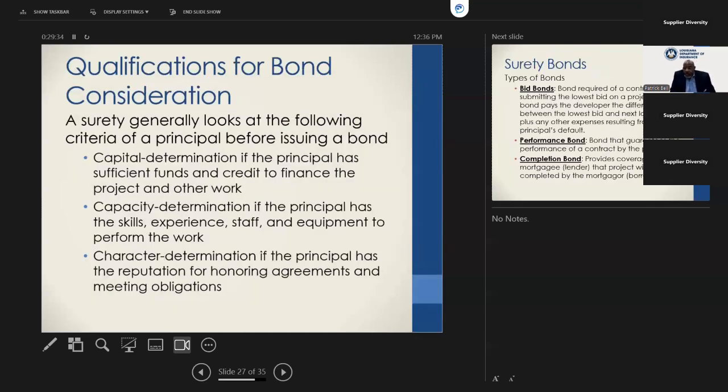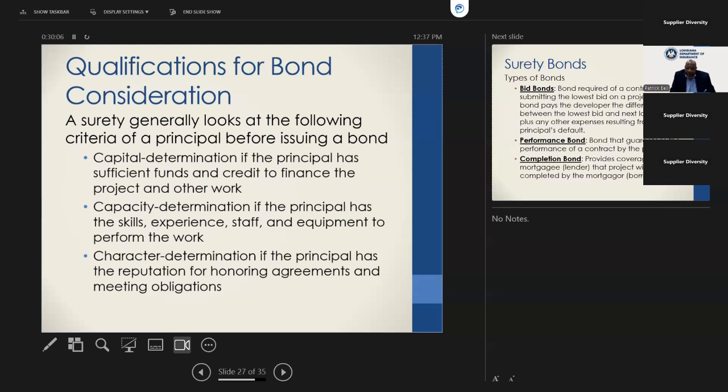So what are the qualifications for a surety bond? Well, a surety generally looks at the following criteria. One, capital, determination if the principal has sufficient funds and credit to finance the project or other work, meaning that, do you have the monies to get started on the project? If you need an advance, then probably you're not going to get a contract and you definitely won't get a bond. Capacity, determination if the principal has the skills, experience, staff, and equipment to perform their work.